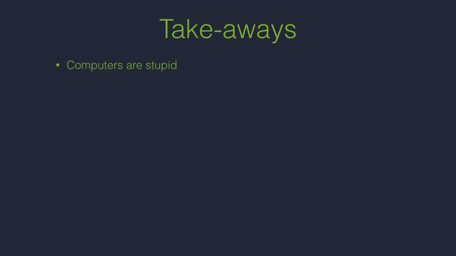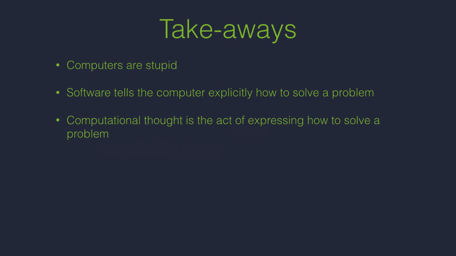So what are the takeaways? Yep, let's just say it. Computers are stupid. Software tells the computer explicitly how to solve a problem. Computational thought is the act of expressing how to solve a problem. And building software is a thinking profession.